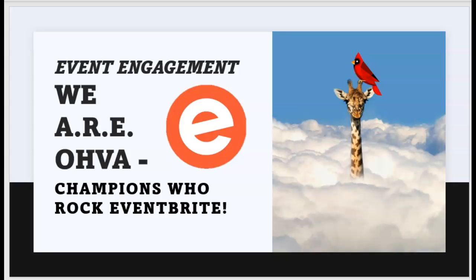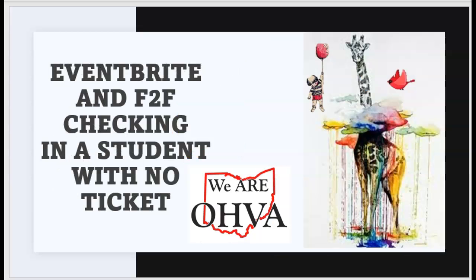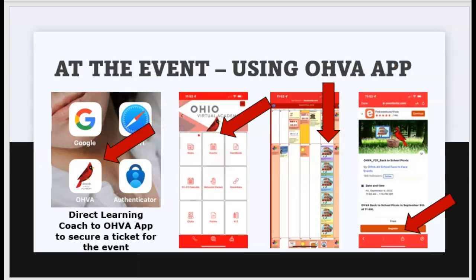In this session, I am going to be talking about what to do if you're checking students in at a face-to-face event and a student has no ticket. What do you do when they say, we didn't sign up? You say, no problem at all. Because right there at the event, there are different ways that they can purchase their ticket. The first way is on their cell phone.